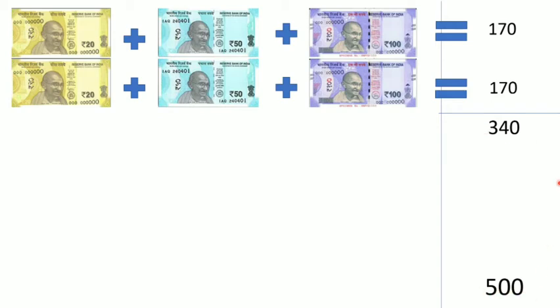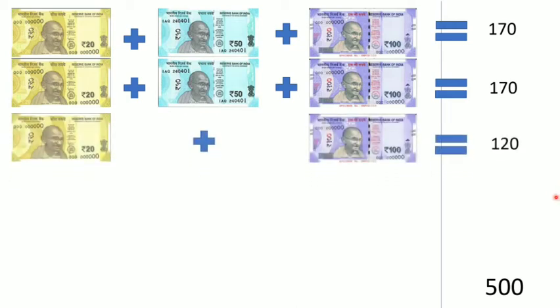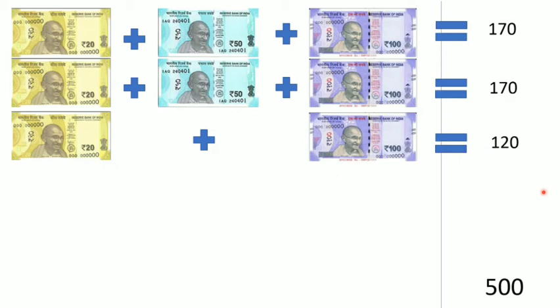So we will take one more 20 rupees note and 100 rupees note. So 20 plus 100 we will get 120. Again we will add these numbers, 170 plus 170 plus 120. Let us see how much amount we got now. Oh, it is 460, but we want 500 rupees. So still 40 rupees is less to make 500 rupees.